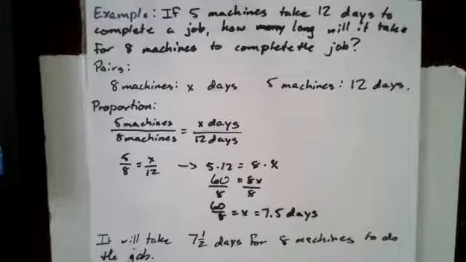We cross multiply to get 5 times 12 equals 8 times X. So that's 60 equals 8X, and we can divide both sides by 8 to get X equals 7.5 days. So it will take 7.5 days for 8 machines to do the job.